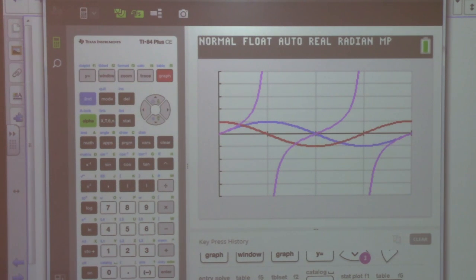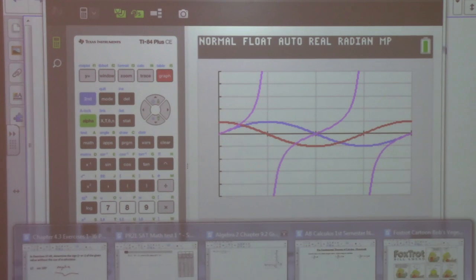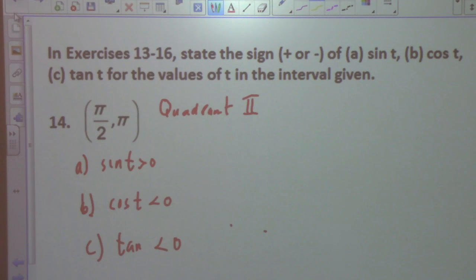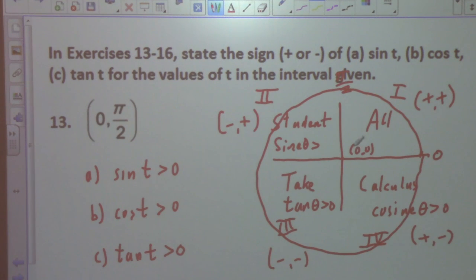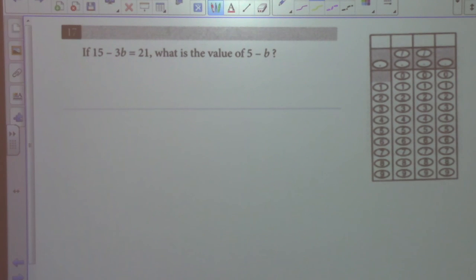But then, if you look at your unit circle, and for that, we go back here, we could see that 143 degrees is going to be right about here. And so the x value is going to be negative and the y value positive in quadrant 2. So really, the main thing is identifying which quadrant the thing is in.